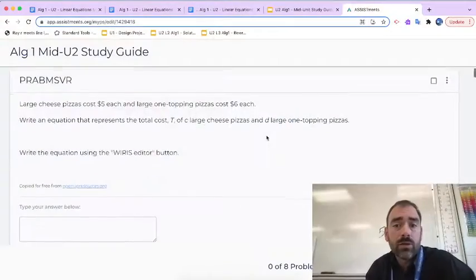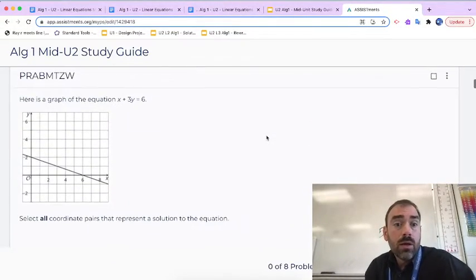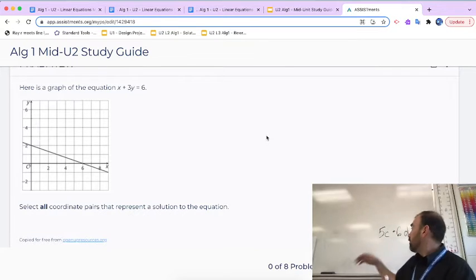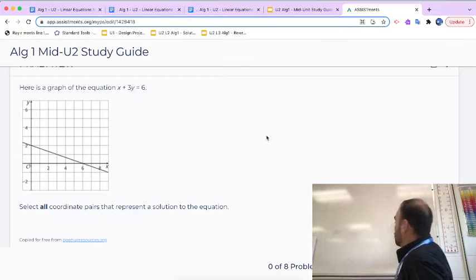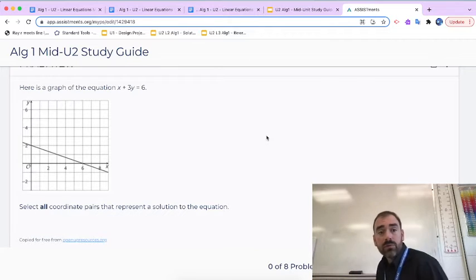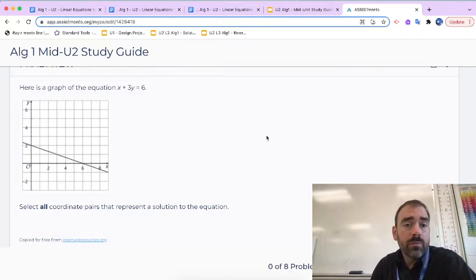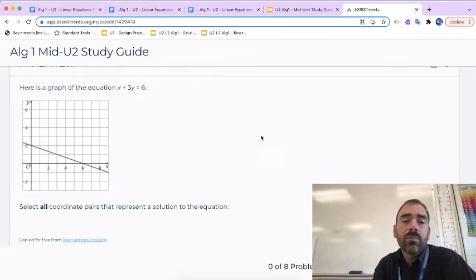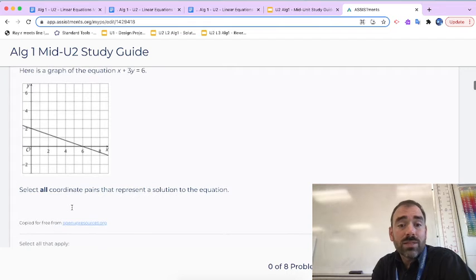If we go back and look at the next question, that previous one is a figs and nuts type of problem, so it's a mixture problem. Then we've got this graph. They give us the equation, they give us the graph. It says select all of the coordinate pairs that represent a solution for the equation.